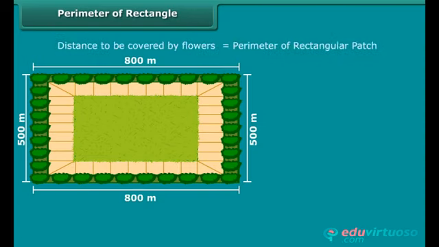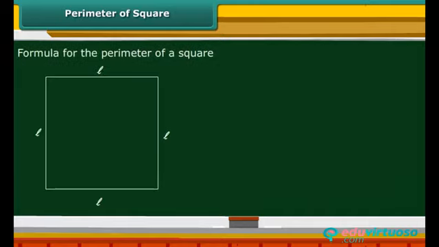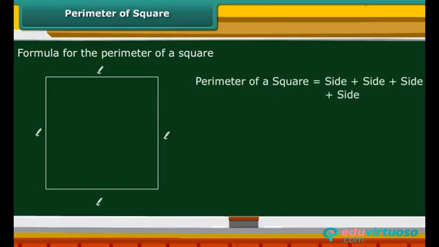The distance to be covered by flowers will be equal to the perimeter of the rectangular patch. The perimeter of the rectangular patch is 2600 meters. Therefore, the total distance to be covered by flowers is 2600 meters. Now let us work out the formula for the perimeter of a square. You are already aware that all the 4 sides of a square are equal in length. Therefore, the perimeter of a square is 4 multiplied by its side.